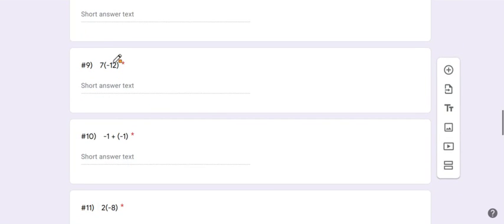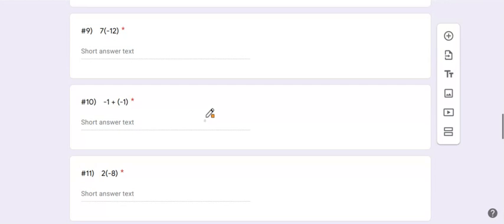Number 9, 7 times negative 12. I'm multiplying, so I'm going to say same signs positive, different signs negative. 7's positive, 12's negative. So different signs negative. Now, what is 7 times 12? That's 84, right? My fact fluency tells me that's 84. So you need to master your multiplication facts, right? If you don't know what 7 times 12 is, that's a problem. You need to practice. How do you practice? Moby Max fact fluency. You must master your multiplication facts.